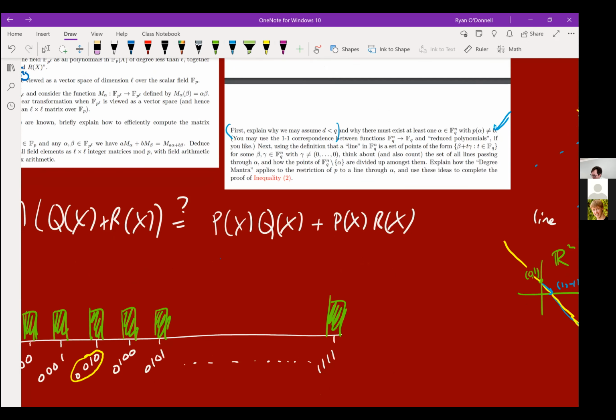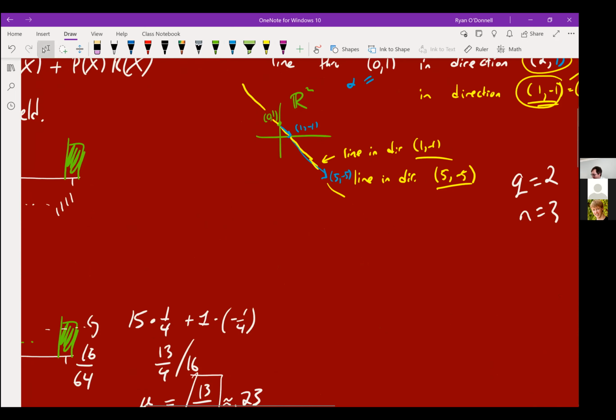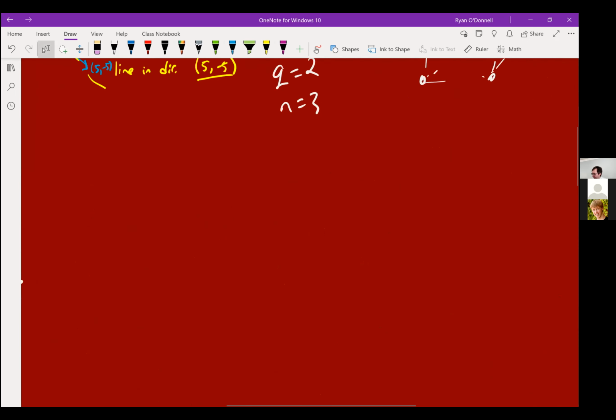F_p, the numbers mod p, is a field. And so particularly all the rules of arithmetic, which you definitely take for granted: addition is associative and commutative, and so is multiplication, and it has distribution. I mean, this is the nature of a field.